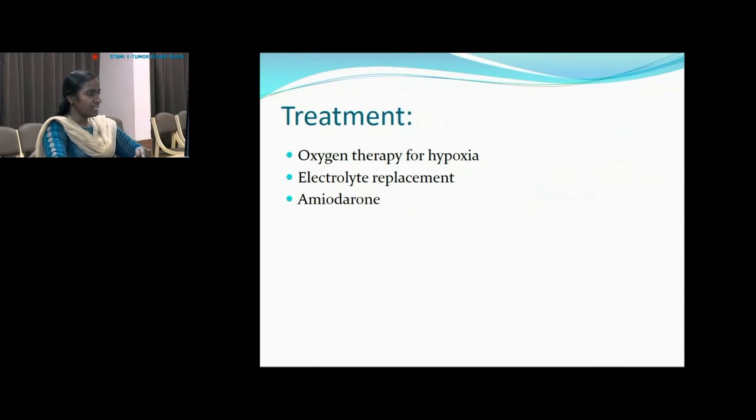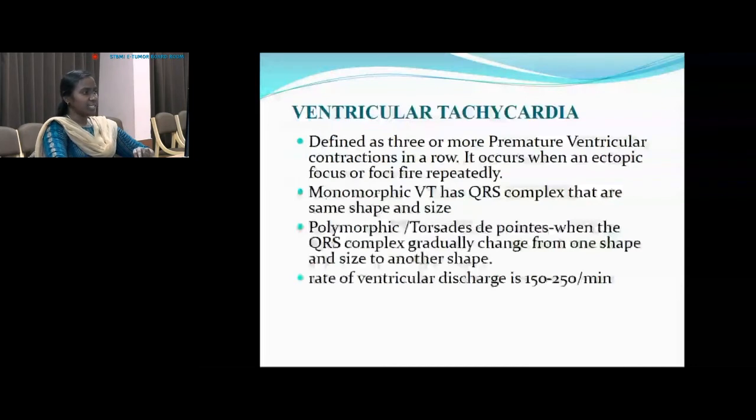So when you come to the part of treatment, the patient's clinical parameters should be observed, and if electrolyte imbalances are observed, they should be replaced. And amiodarone, an anti-dysrhythmic medication. And next one is ventricular tachycardia. It is defined as 3 or more premature ventricular contractions in a row. We say that is ventricular tachycardia.